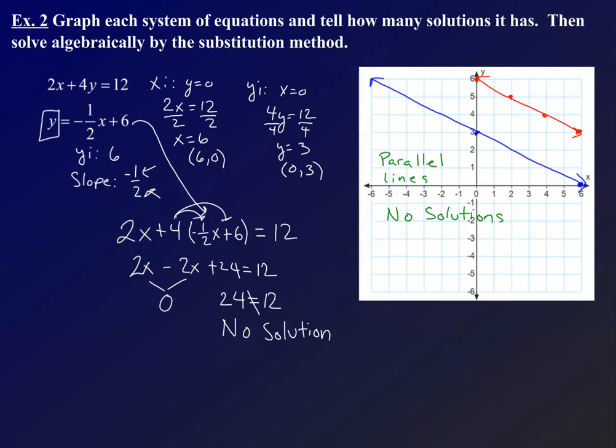So graphically, no solution is two parallel lines. Algebraically, no solution is when the variables cancel and what's left over is not equal to each other. And with that, our second example is done.